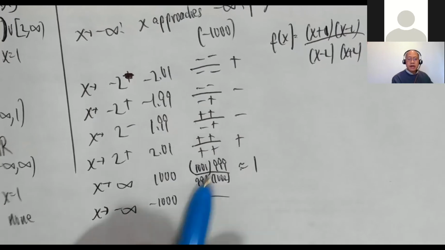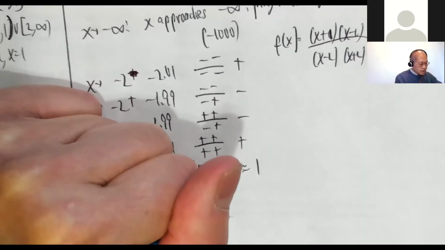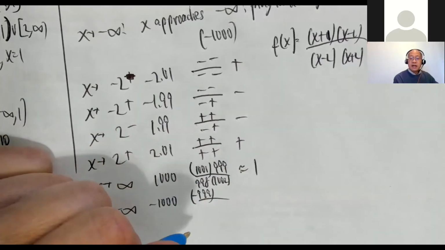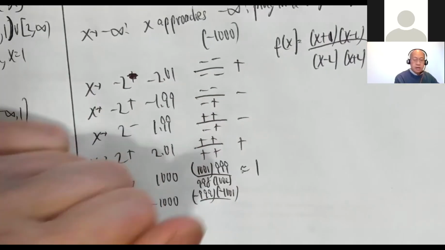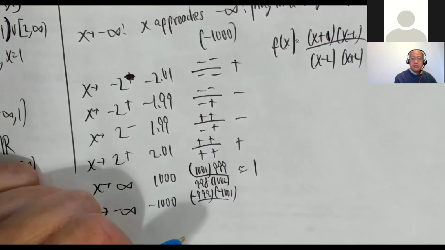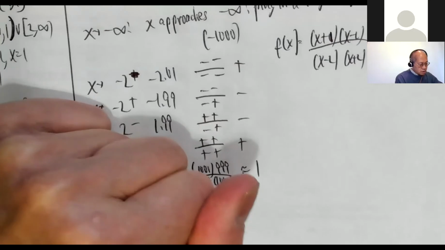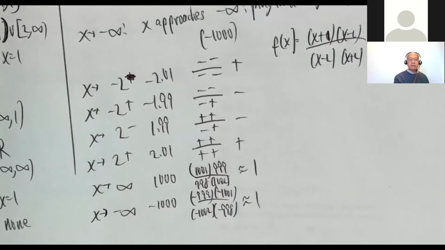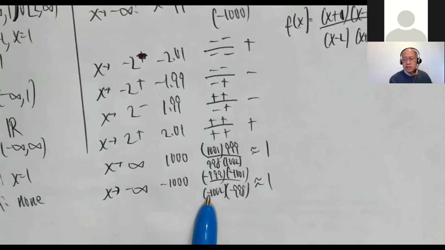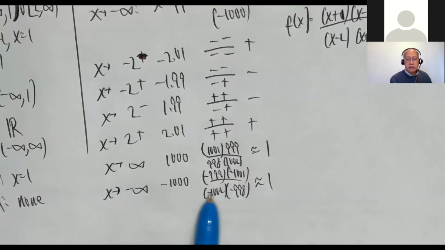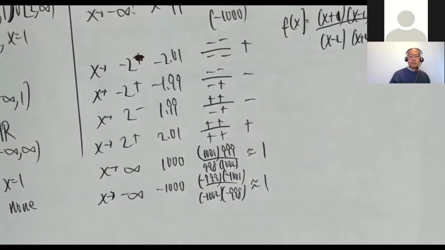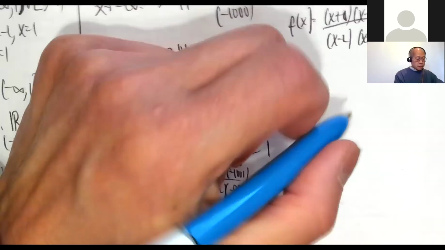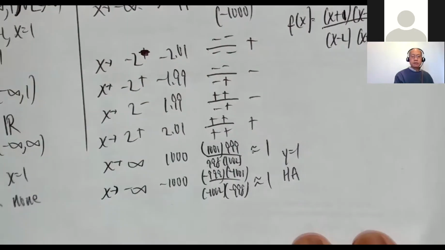Something similar here. If I plug in negative 1,000, I have negative 999, negative 1,001 divided by what? Negative 1,002 times negative 998. It's also approximately 1. You don't need a calculator for that. These are almost the same, right? There isn't much difference between 999 and 1,002. There isn't much difference between 1,001 and 998. There's 4 of these. So approximately 1, which means y equals 1 is going to be a horizontal asymptote.